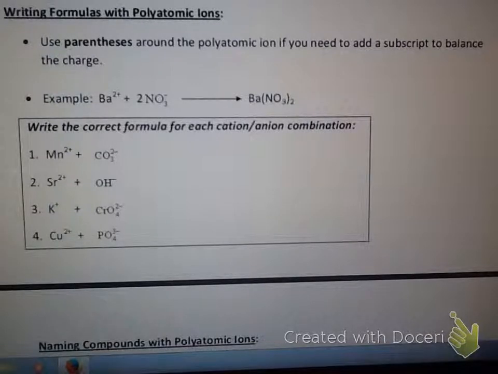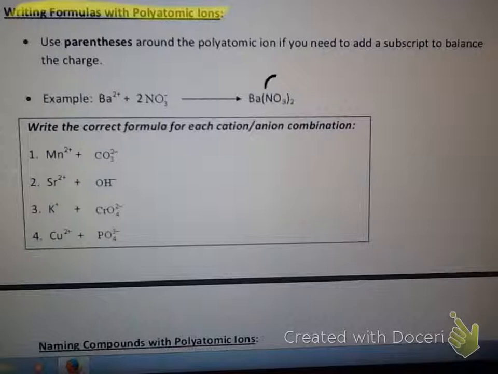In the sixth video for chapter 6, so video 6-6, we're going to be looking at writing formulas for ionic compounds that contain polyatomic ions. So remember, these are ions, so they will undergo ionic bonding to form neutral ionic compounds. When you have a polyatomic ion, remember that it always contains several atoms bonded together for each individual ion.